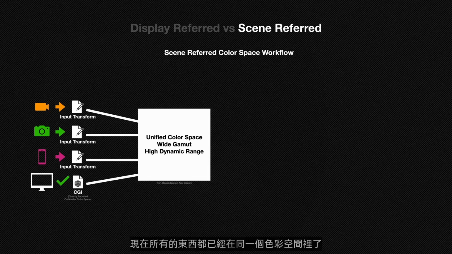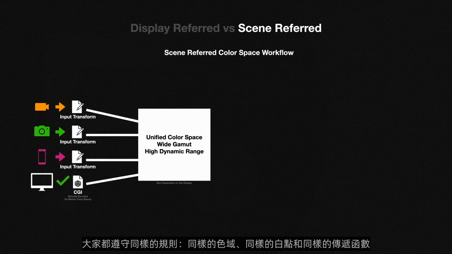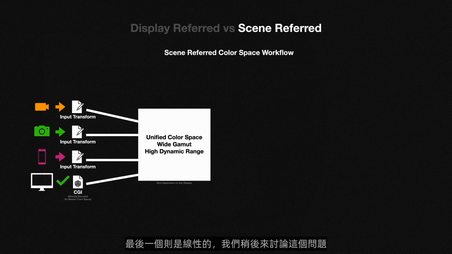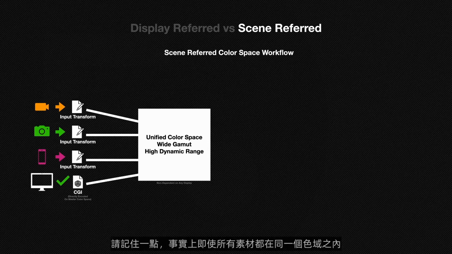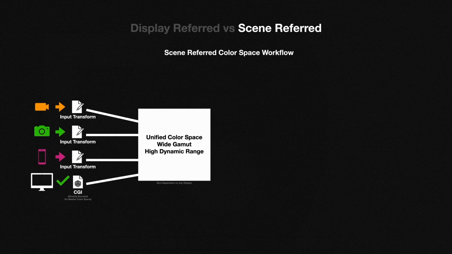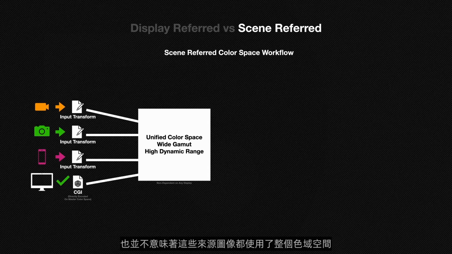Now, everything is in the same color space, so they all obey the same rules: same gamut, same white point, and same transfer function. This last one expected to be linear, but we will talk about that later. And please keep in mind that the fact all footages are inside the same gamut doesn't mean all images from every source use the whole gamut of the color space.